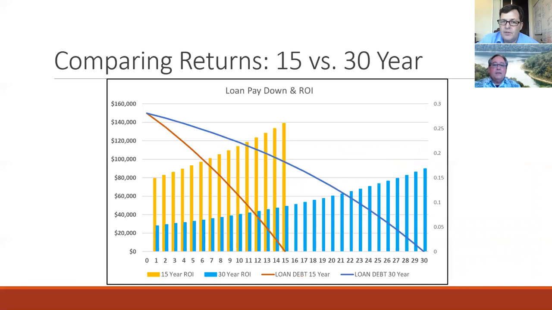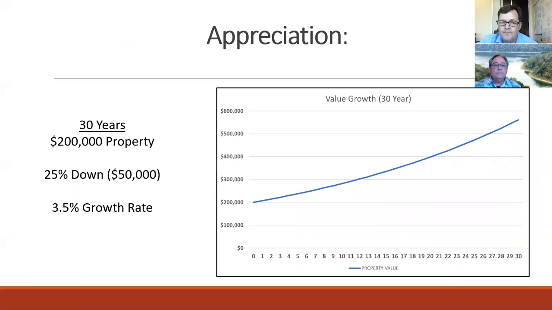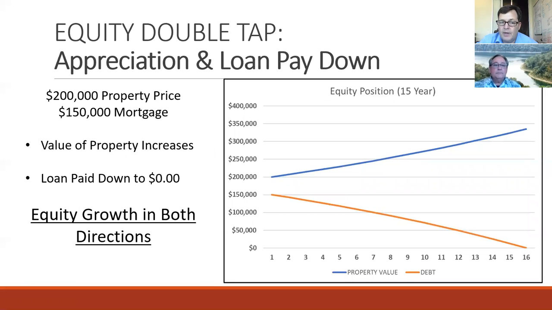Now, when you compare the two, the 15-year versus the 30-year, you can see this is a percentage on the right-hand side, and this is the percentage return for the 15-year loan on that $50,000, and the percentage return over 30 years on that $50,000 that you put as a down payment. That's your percentage return on that $50,000. Now, appreciation, as you know, it goes up over time, but when you combine appreciation with the loan pay down, it can be very desirable.